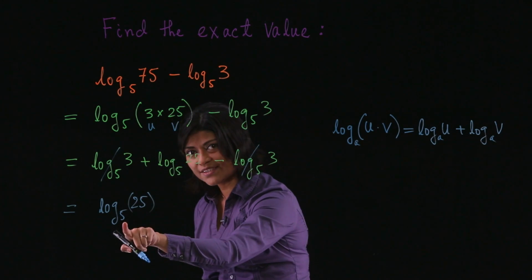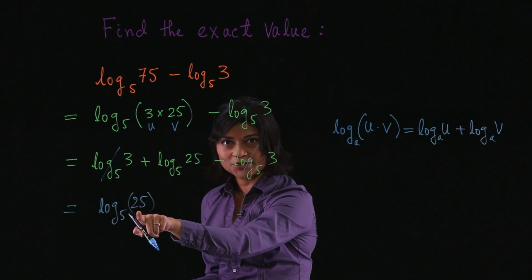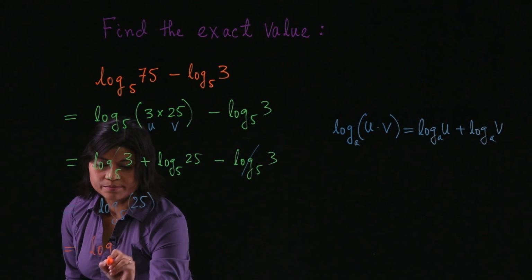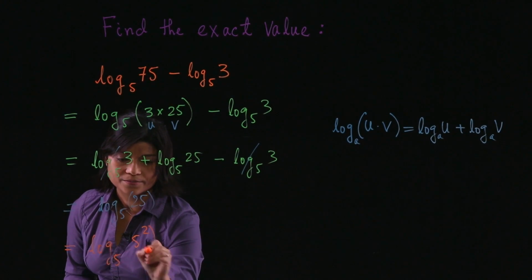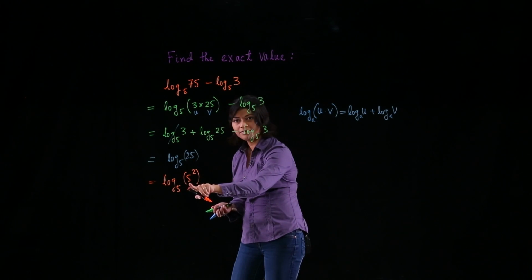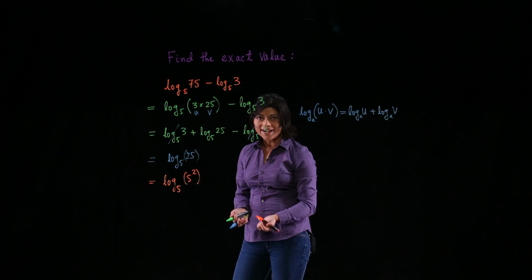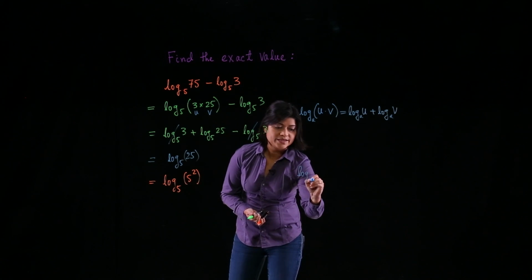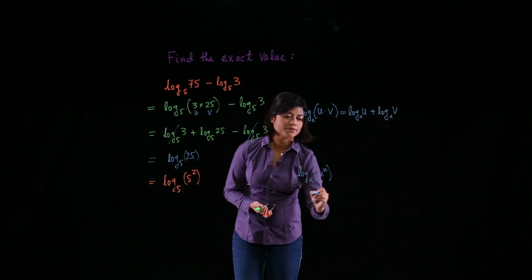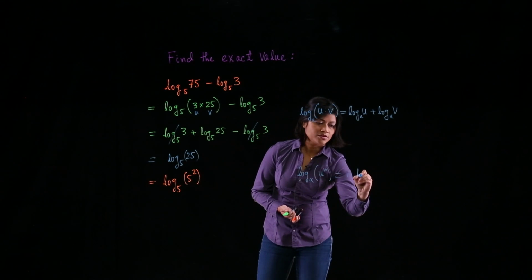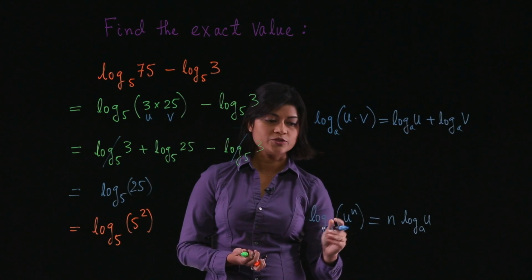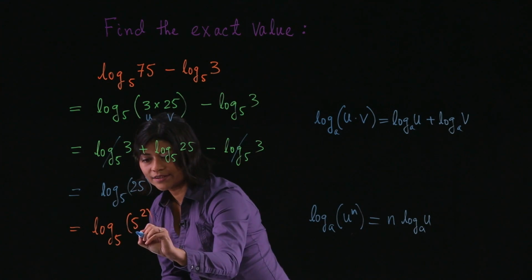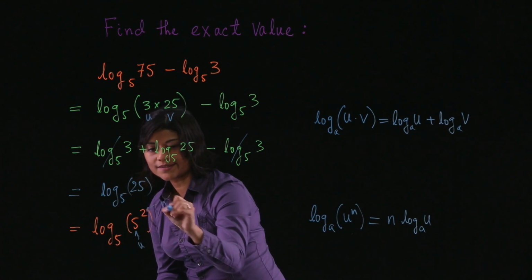Now the question is, is that it, or can we go further? Well, you see, there's a base 5, and we have some 5s here in the 25. So let's rewrite that. This is logarithm base 5, and 25 is 5 squared. As soon as you have u to the power n, you can apply another well-known property of logarithm. The property is, if you have logarithm base a of u to the power n, this is equal to n times logarithm of u base a. So log brings down the exponent n. Here, this is my u and 2 is n.